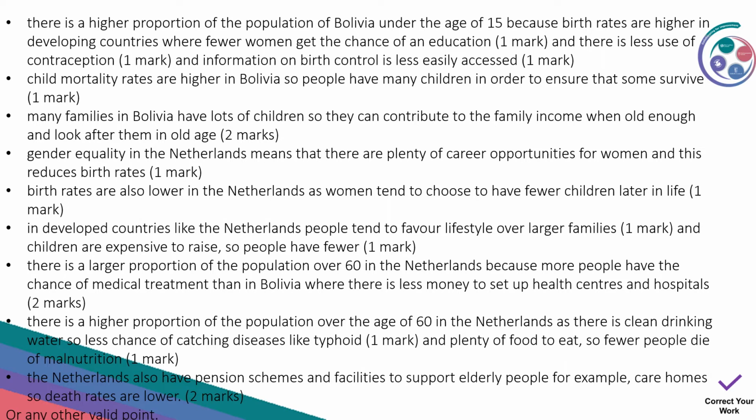That's a mark. But we might have something like, the Netherlands also have pension schemes and facilities to support elderly people, for example, care homes, so death rates are lower. That indicates 2 marks, because it's a more detailed response with examples given in the answer as well. So there you can see the differences between the two kind of points you can make. The advice, however, obviously is to try and give 6 points to get your 6 marks. If you try and go for developed points, more often you might not make it and you'll lose marks that way.